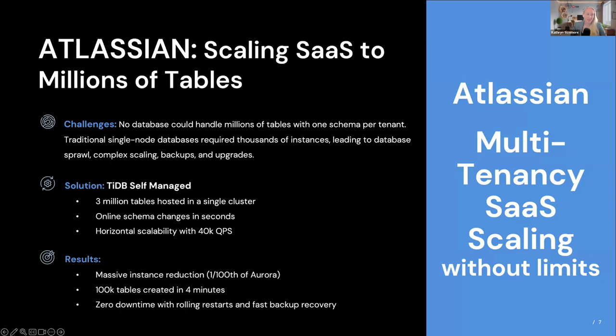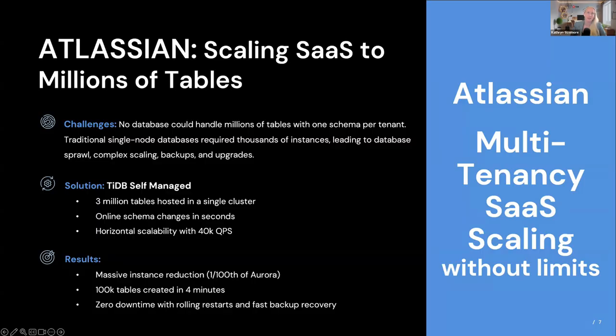So this is a massive reduction in instances. Aurora would have required 100 times the number of instances to achieve the same kind of result. And they were able to create 100,000 tables within 4 minutes. Now, this is really important when spinning up customers.